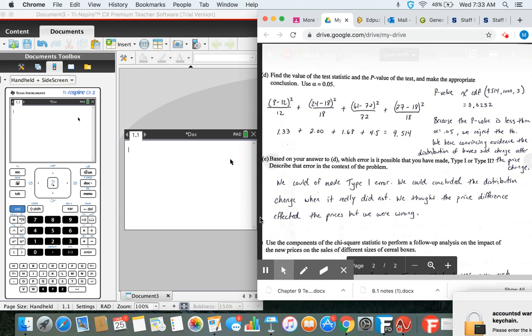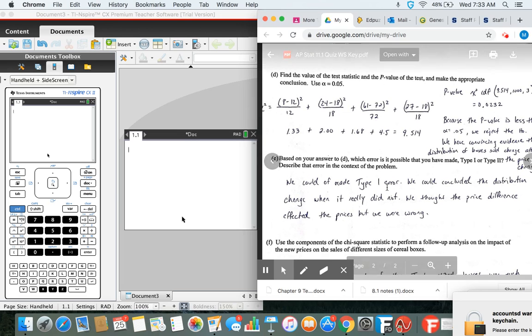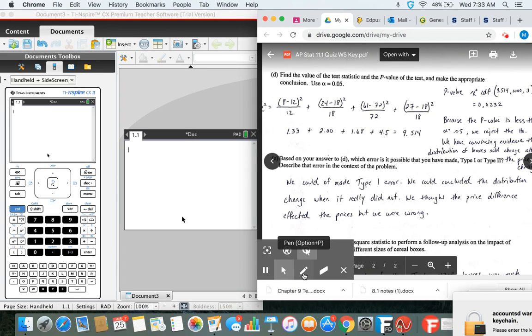Now, in the next problem, I brought up the calculator again just so I can kind of walk you through how we want to do this. But it's also important that you understand the work behind it. Okay, so the chi-squared equation is the observed minus the expected squared divided by the expected. And it would be the sum of each one of the categories.